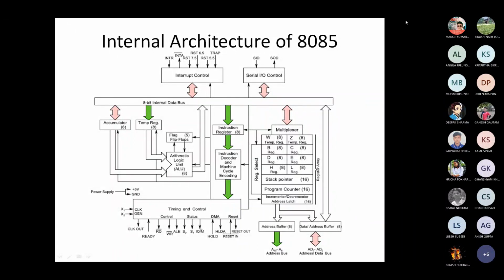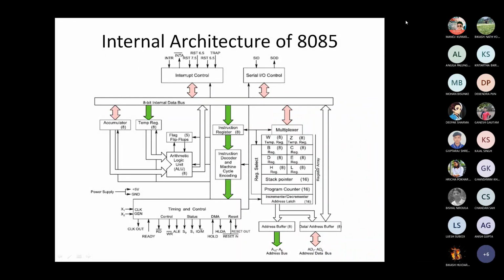In the bracket, what has been written is 8, which means that it is of size 8-bit. Everything inside the 8085 is of size 8-bit, including the data bus, including the registers, including the ALU and everything. So everything is of 8 bits.